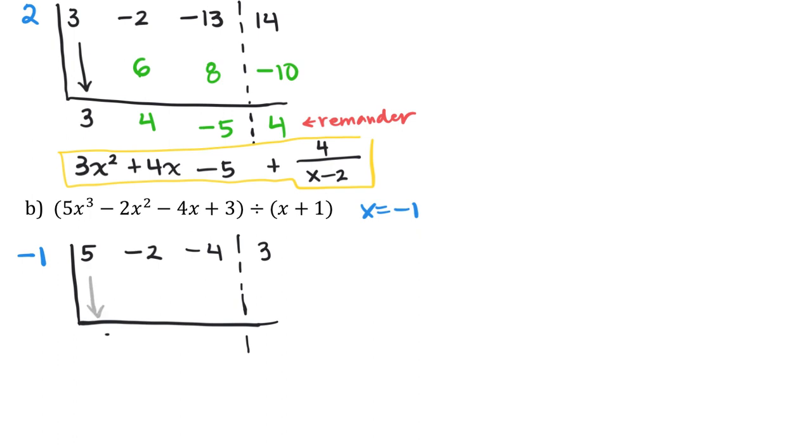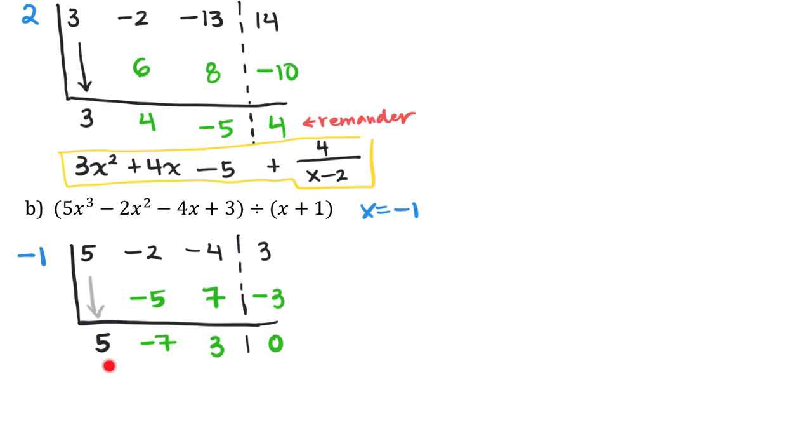So 5 comes straight down. Now I'm going to start the multiplication where I do this times this, and it goes here. Negative 1 times 5, negative 5. And then add down. Negative 2 plus negative 5 is negative 7. Now I'm going to multiply again. This times this is this. Negative 1 times negative 7, positive 7. Add down. Negative 4 plus 7 is 3. This times this is this. Negative 1 times 3, negative 3. Add down. 3 minus 3 is 0. So the remainder is 0.